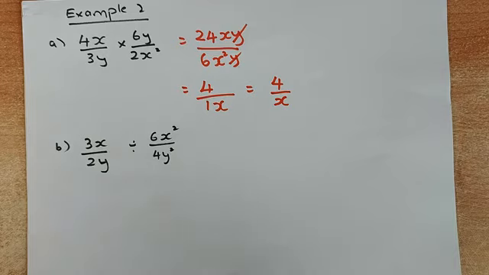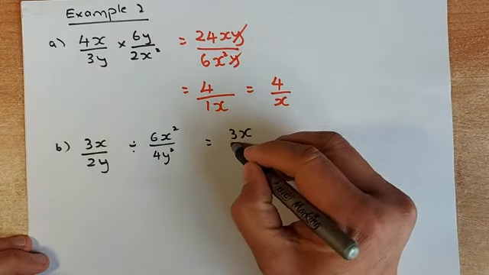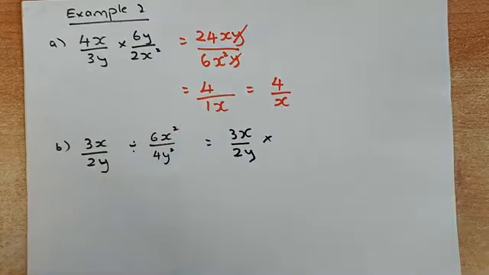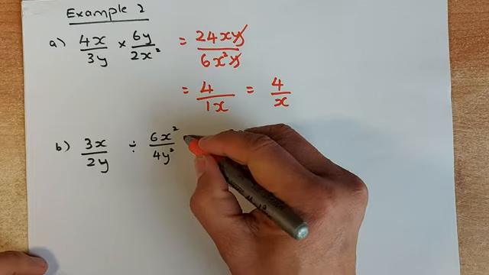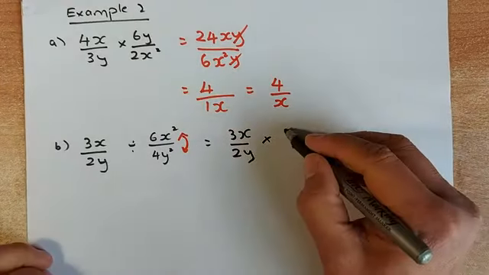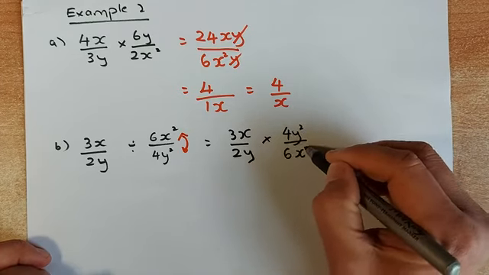Now we do the second example. If you have a division, the first thing you do, you are going to multiply them. When you multiply them, with 3x over 2y, you have to swap over the second fraction, you have to swap it the other way around. So it becomes multiply by 4y squared divided by 6x squared.